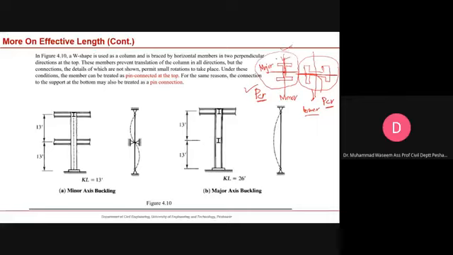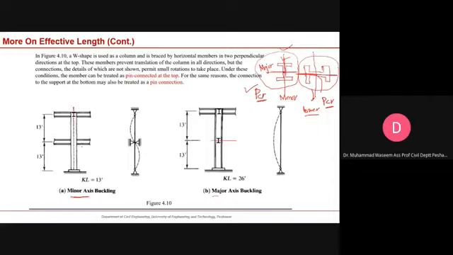So when we look at figure 4.10 in this example, it is saying that it has been braced along the minor axis. And it is understandable because along the minor axis, if we are using a wide flange section, it is more susceptible to buckling. Along the major axis, the bracing is not provided. Which is the major axis? This is the major axis. Which is the minor axis? This is the minor axis.